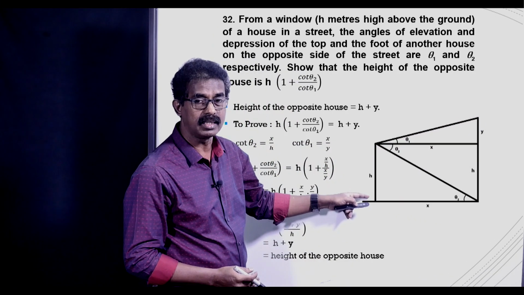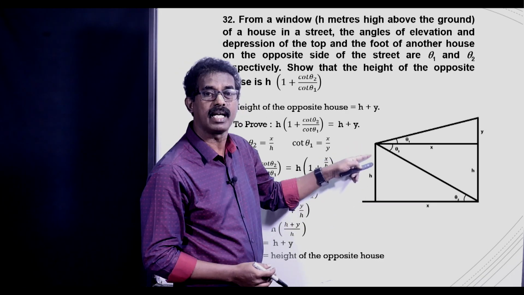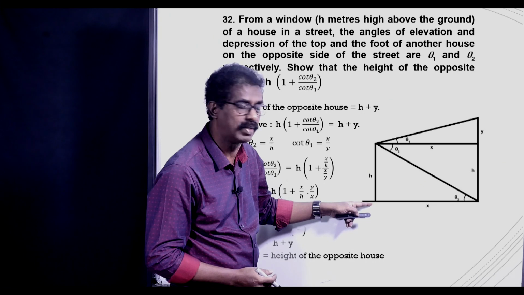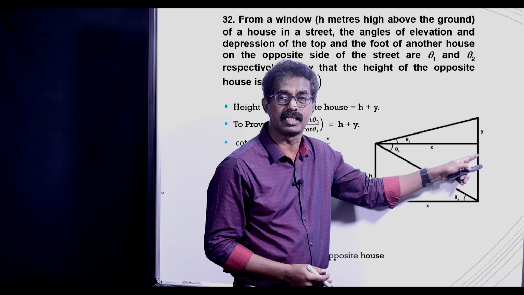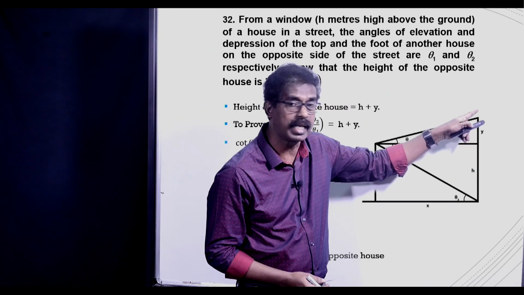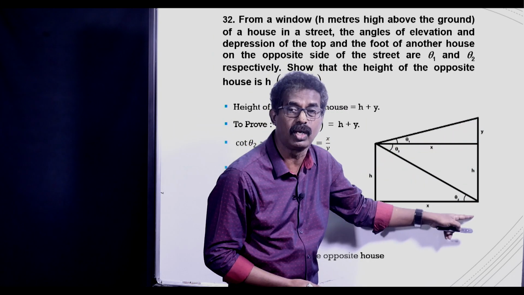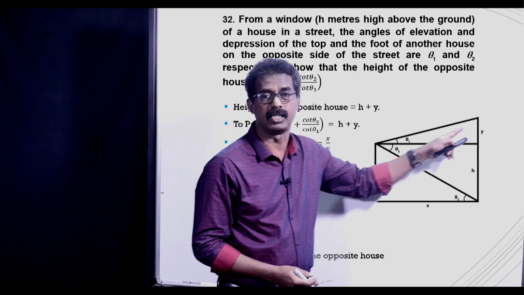And for the first, this window is here, right? This height they have given us is h. This is h, which means this length is also h. I am taking this part as y. So what is the height of the opposite house, the full height? What is that? h plus y.